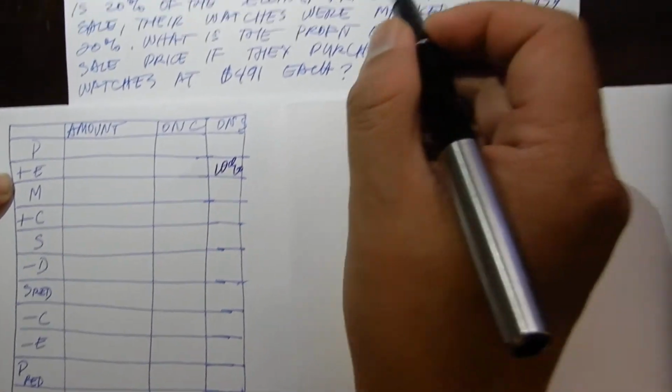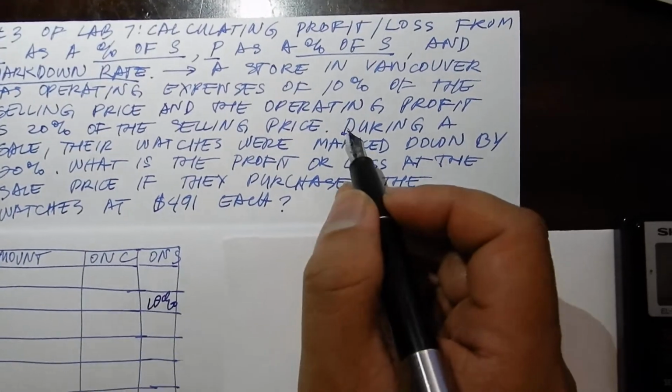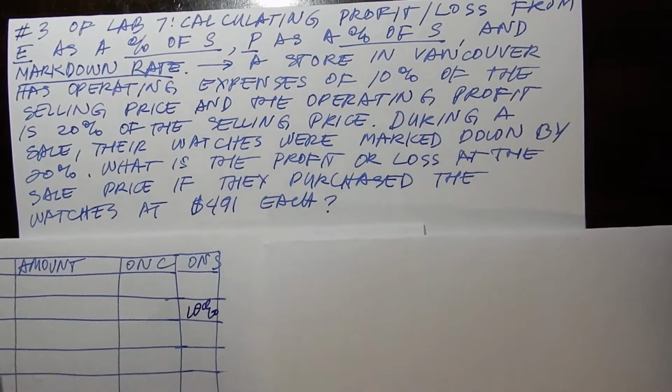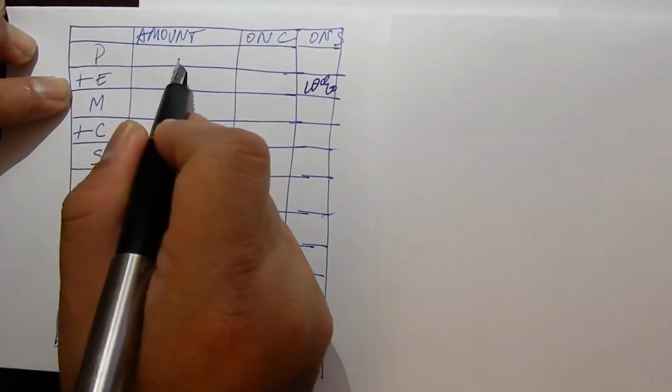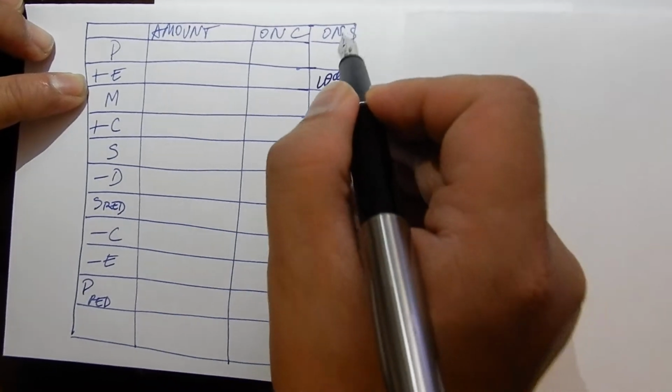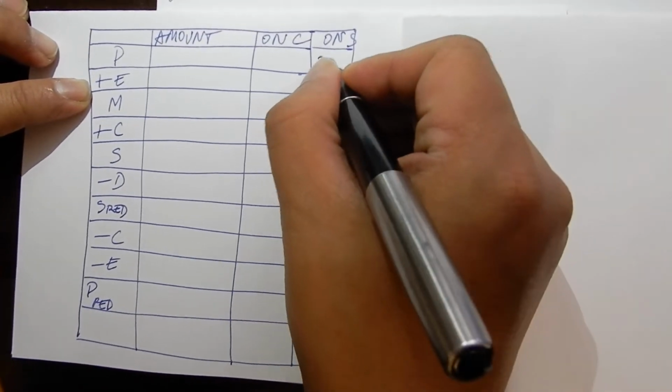We also know that profit is 20% of the selling price. So P, can't put a dollar value amount here. We're only given a rate of profit on selling price. So 20% goes up here.